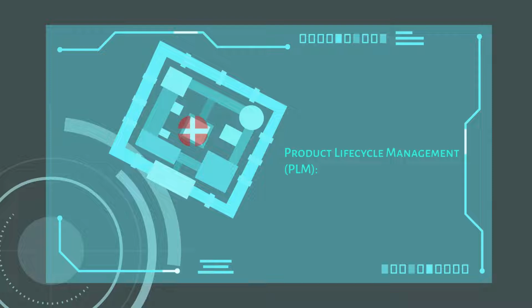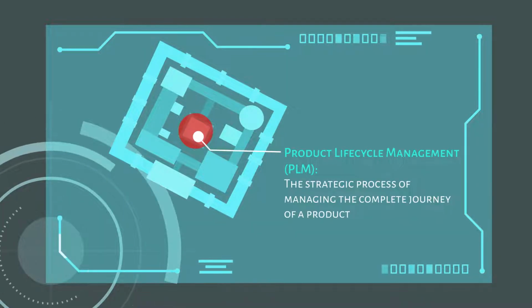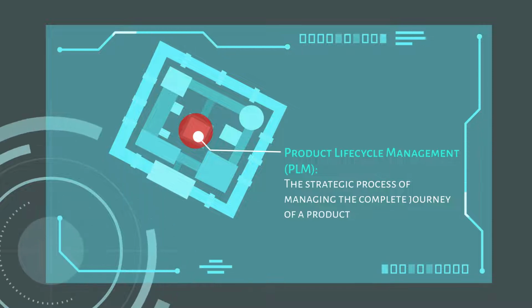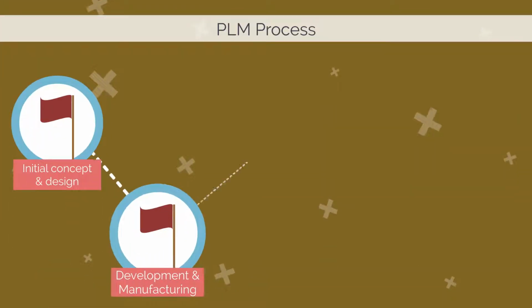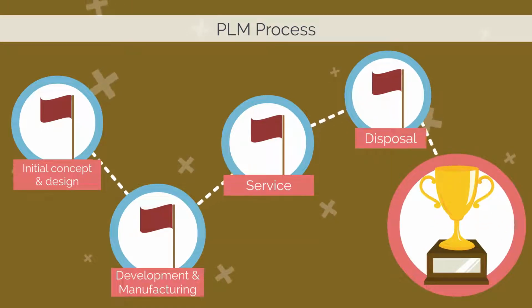At the most fundamental level, product lifecycle management is the strategic process of managing the complete journey of a product from initial concept and design, development, manufacturing, service and disposal. In short, PLM means managing everything involved with a product from birth to grave.